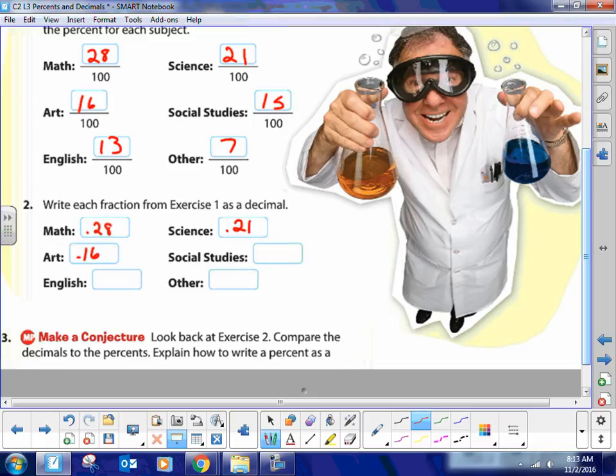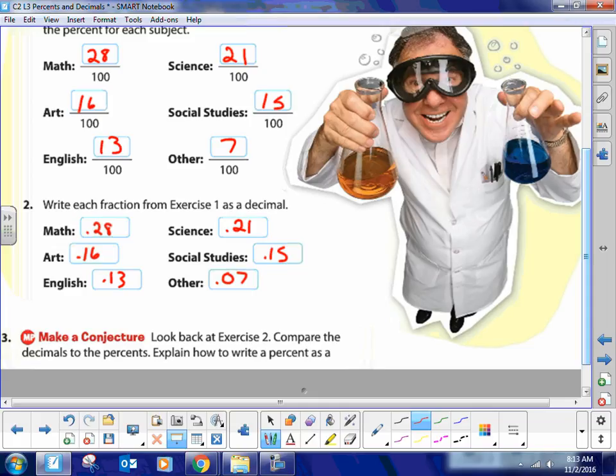I mean, it even says it, right? Social studies is 15 hundredths. English is 13 hundredths. Now, I wrote this wrong. No, it's 7%. Now, you got to be careful with the 7%. When you write it, it is 7 hundredths. So when you write 7 hundredths, recognize that it has to be 0.07.